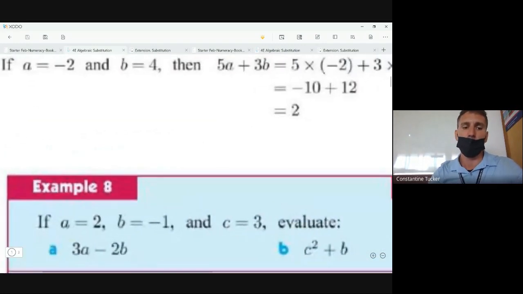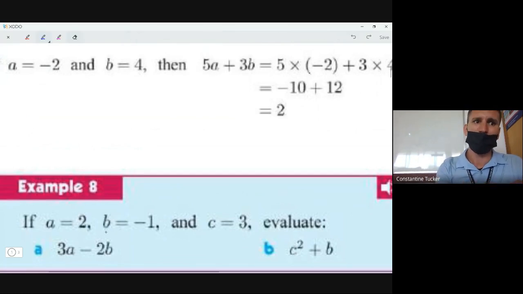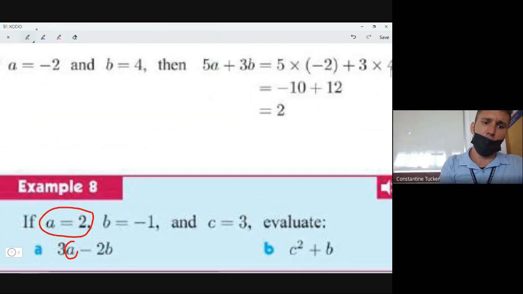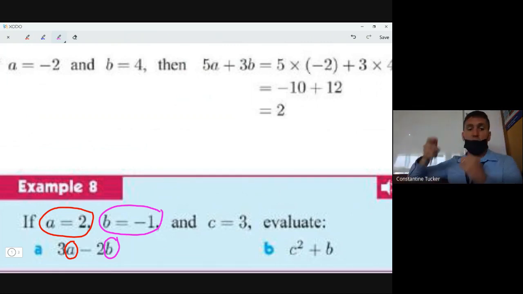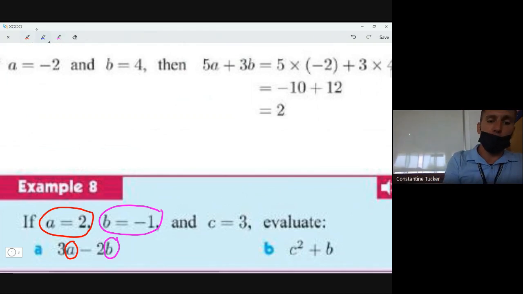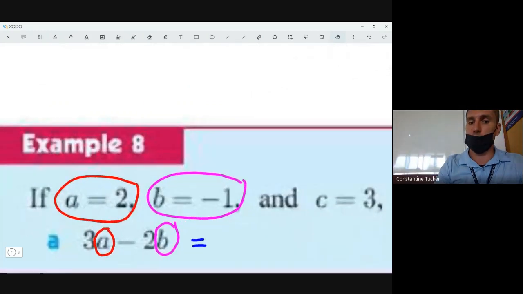So let me show you an example. They're saying A is 2. Okay, hold on a second. It's time to use some colors here. So they're saying A is 2, right? And B is -1. In this case, they're giving it to us, right? They're saying if A is 2 and B is -1, what is going to be this expression down here on the left? So the title is algebraic substitution.